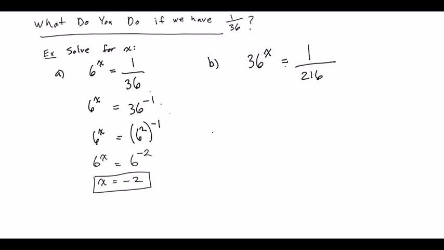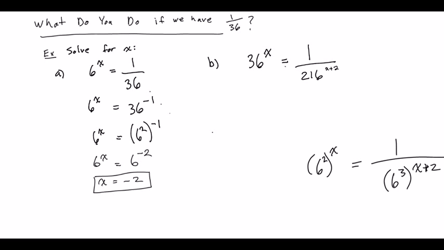Now for this problem, let's make it a little more difficult. Let's say that this is 36 to the x is equal to 1 over 216, but now instead of just 216, we're going to write 216 raised to the x plus 2 on the bottom. So how do we handle that? The first thing we have to do is ensure that both of these have the same base. So 36 is the same as 6 squared, all raised to the x. And then we have 1 over, well, 6 cubed raised to the x plus 2.